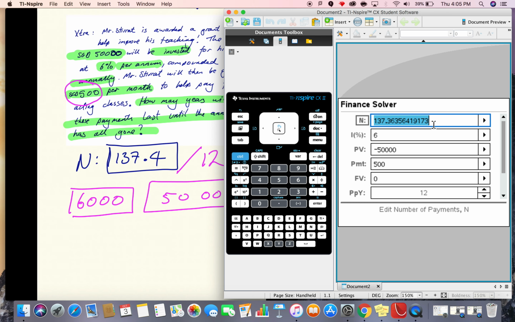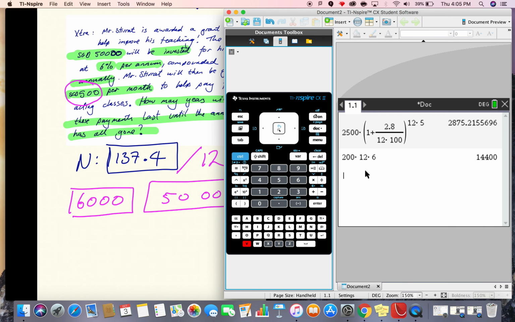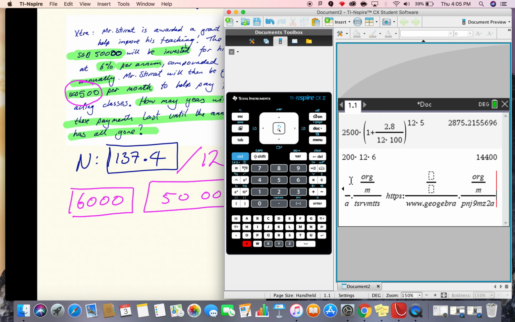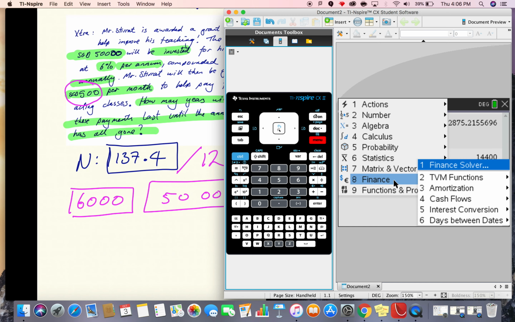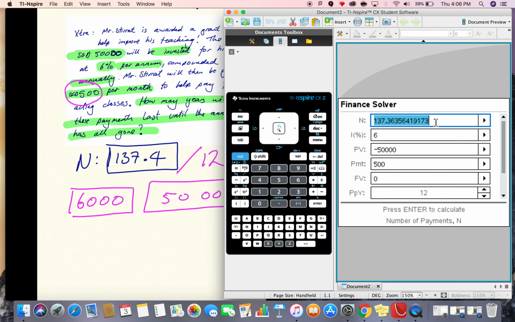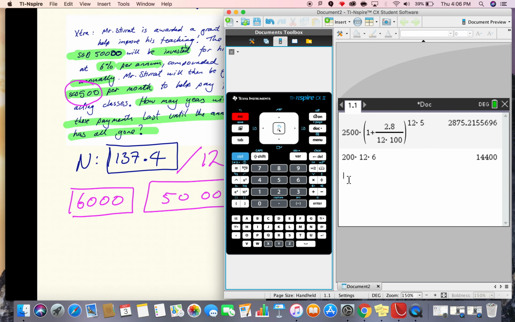Okay, so we can copy that number. We can press escape, and we can paste that number into here. Oops. So it's pasted the whole formula. Let me just get rid of that. Let me go back to Finance Solver, menu, Finance Solver. Okay, so let's just make sure we've got that right. 137.4. All right then. We don't need such an accurate number. 137.4 divided by 12. So 11.45 years. And we can just leave it like that.